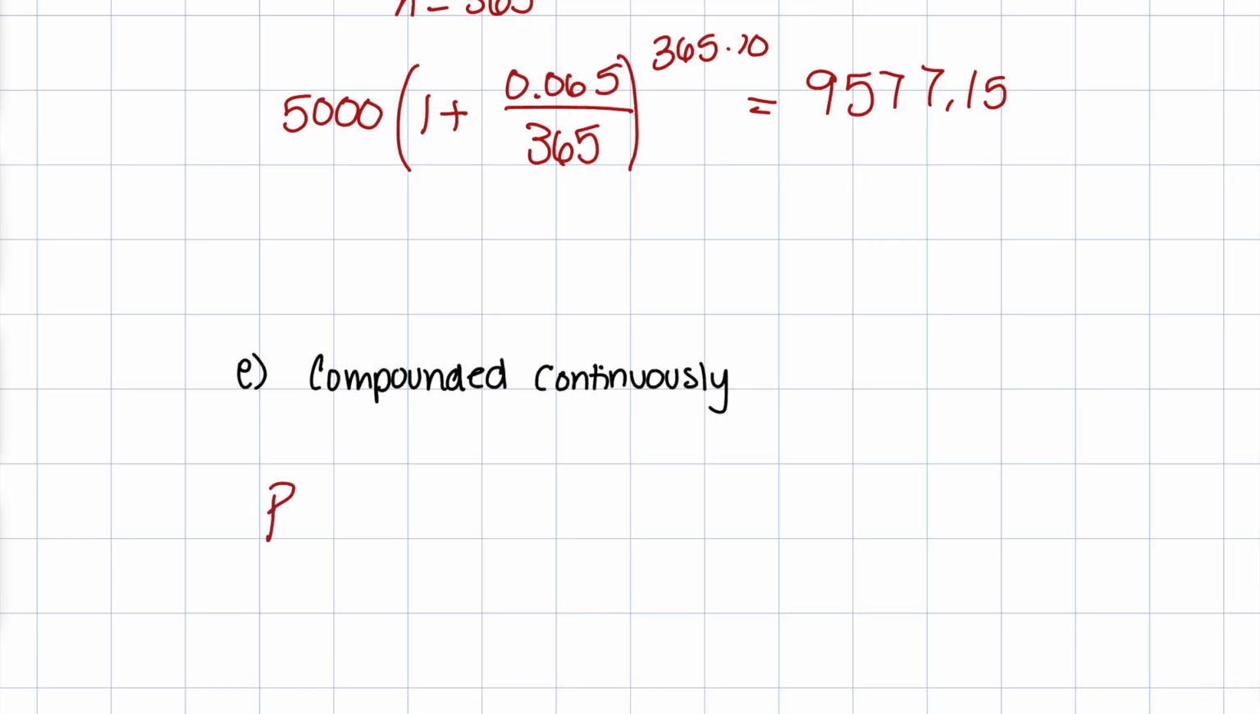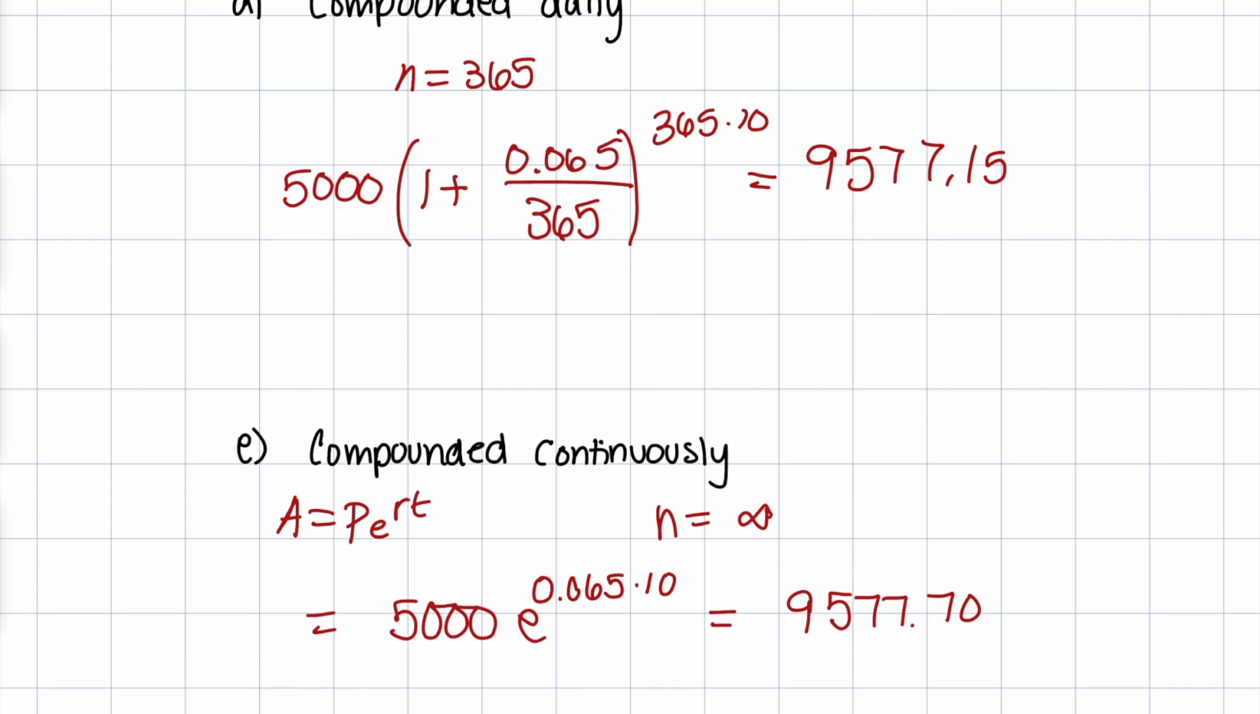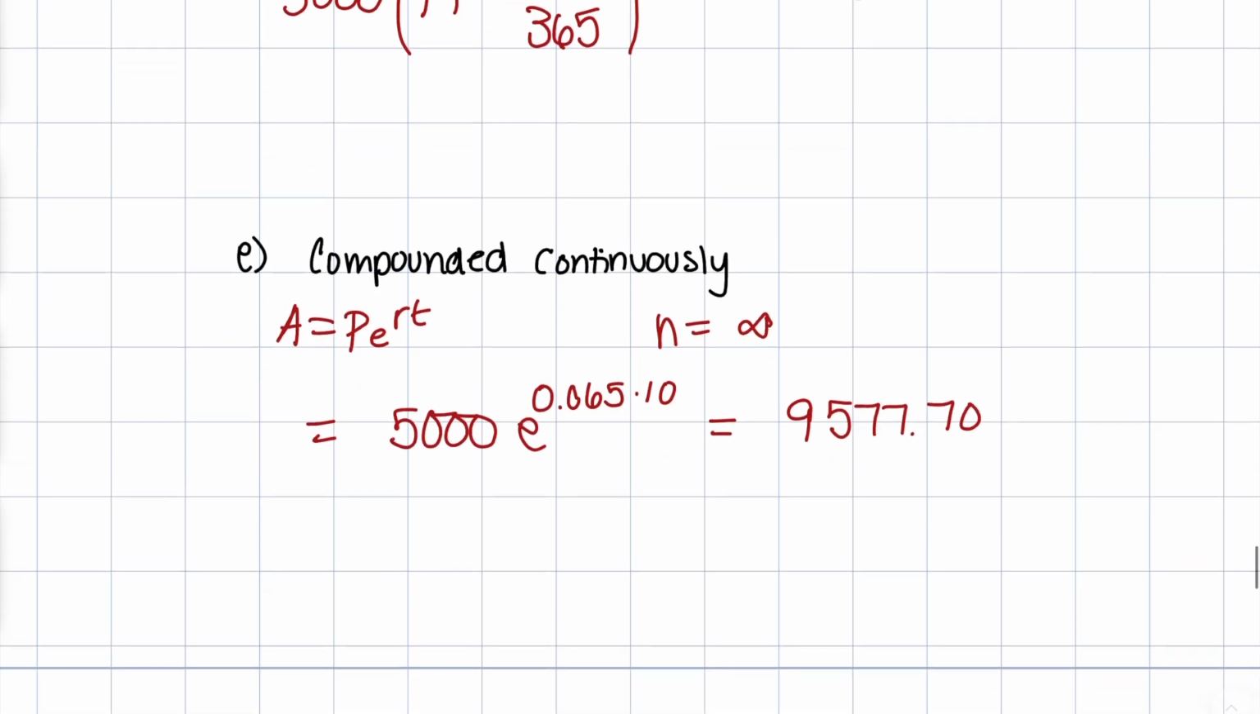We need to use A equals PERT. We can't use the other one because we're plugging in N equaling infinity. So we will get P, which is 5,000, e to the 0.065, which is our rate, times 10 years, which gives me 9,577.70. So that's going to be how we calculate using these formulas. So it's really just plug and chug, right? Just plug in the numbers and calculate it.